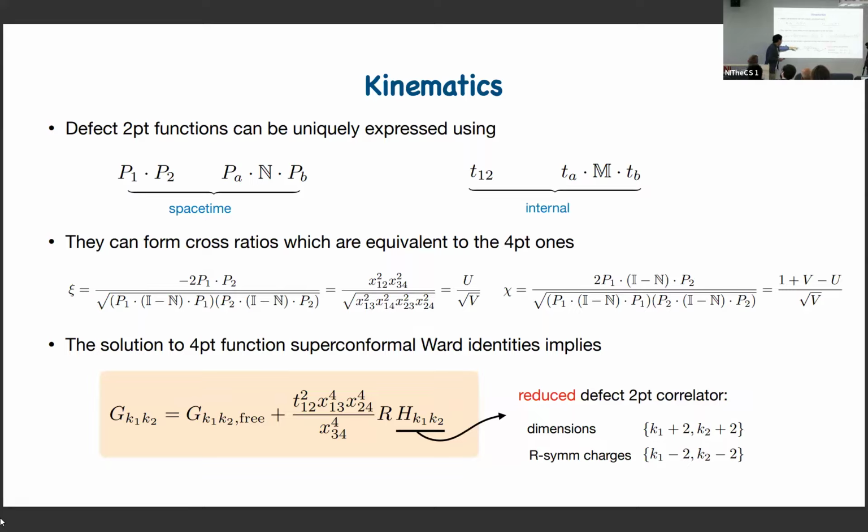So you have a free part, and then you have some factor multiplying some reduced correlator. Here I will point out a technical detail, which will be important for us later on: in this reduced defect 2-point function, the quantum numbers are shifted. The conformal dimensions will be shifted upwards by 2, and the R-symmetry charges will be shifted downwards by 2. In particular, if you consider the lowest KK modes, where k equals 2, this reduced correlator actually does not carry any R-symmetry. It's an R-symmetry singlet.